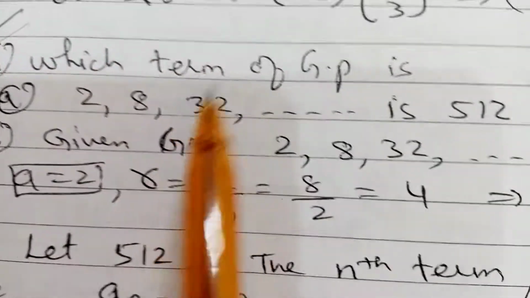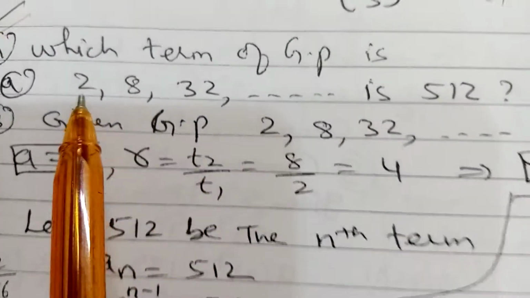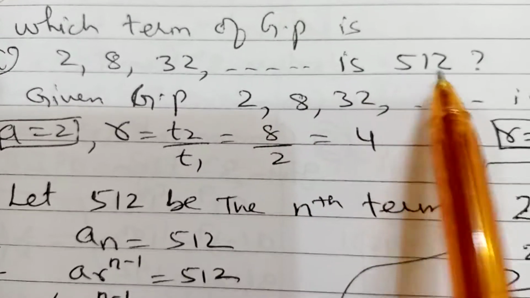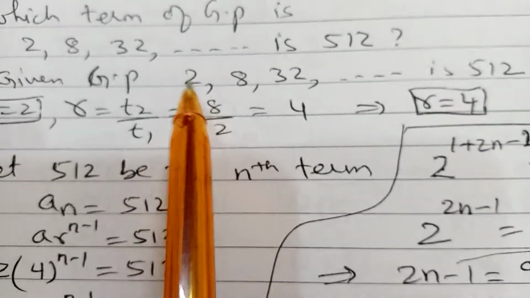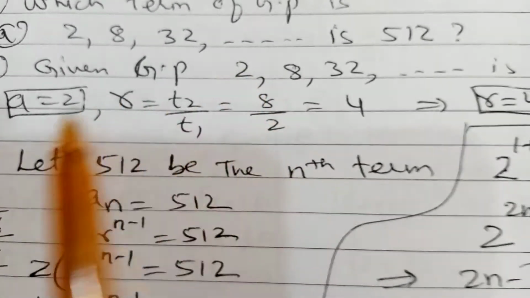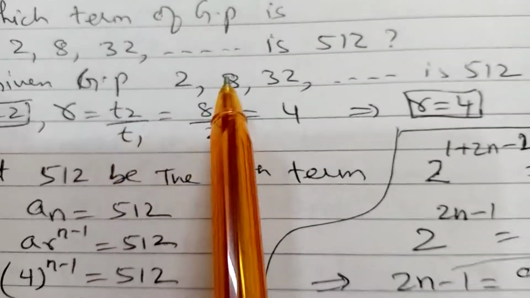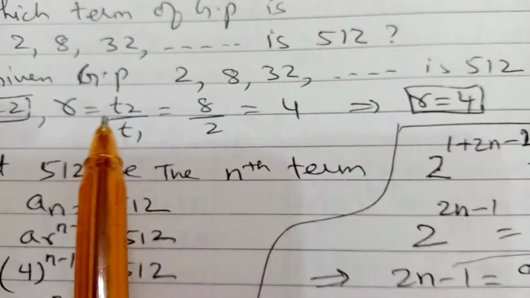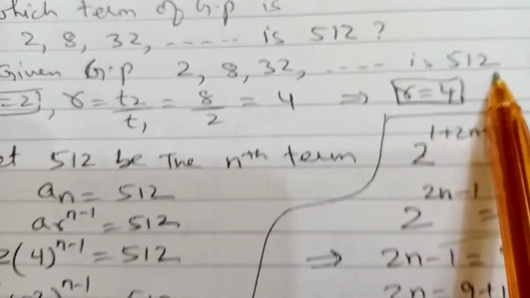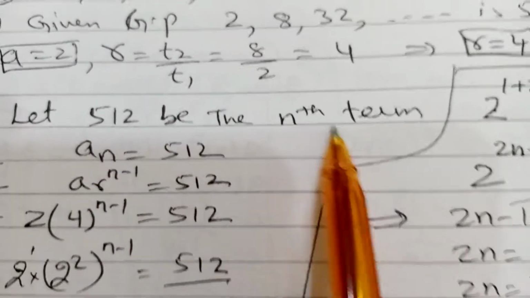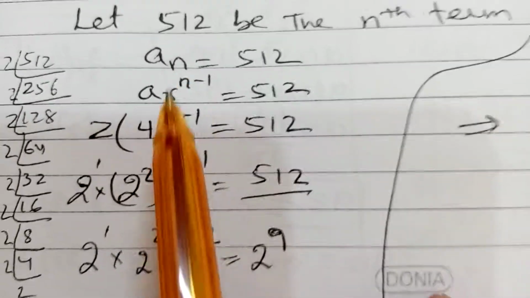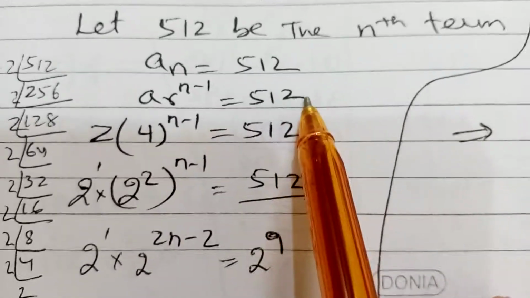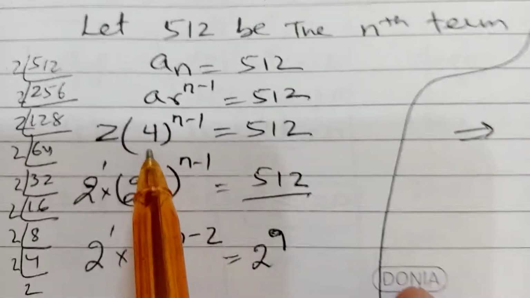Now next question. Which term of the GP 2, 8, 32 is 512? Okay, given series, first number is 2, means a is equal to 2. r formula T2 by T1, 8 by 2, 4. So r is equal to 4. 512, let 512 be the nth term, means a_n equal to 512. What is the Tn formula? a r^(n-1) is equal to 512. a means 2, r means 4, given.